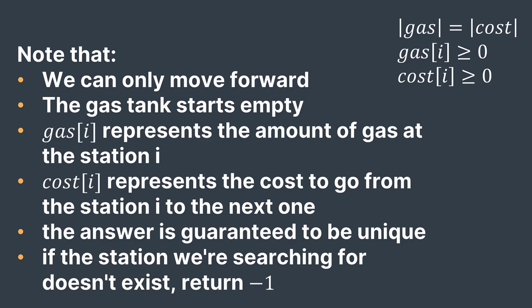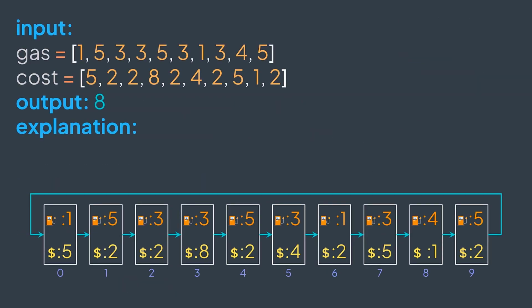We deduce that there will be at most one station from where we can traverse and be able to go back. For example, if we have these 10 stations, the output is 8, because when we start from station 8, we can go back to it without running out of gas. We start with no gas as mentioned in the problem.